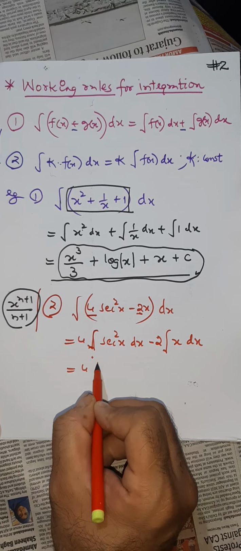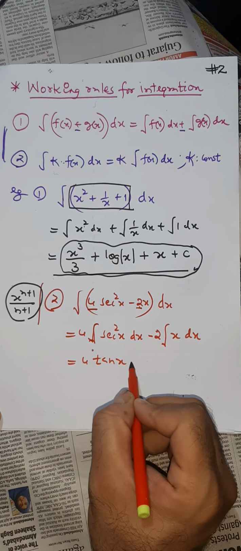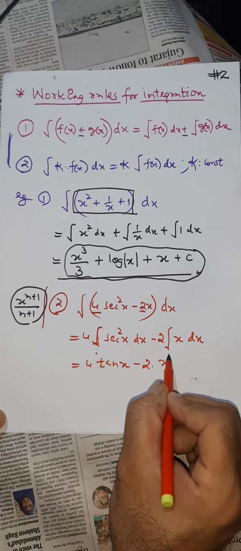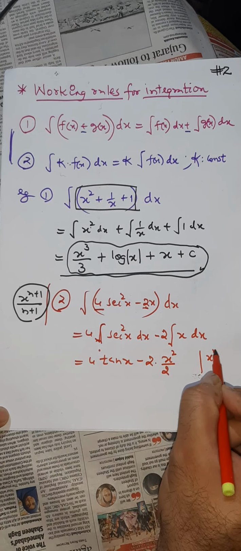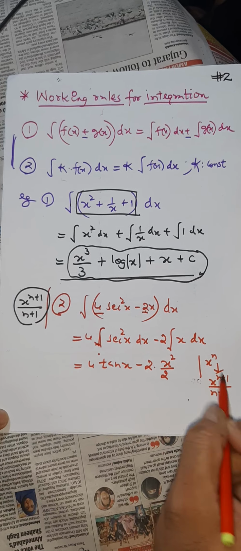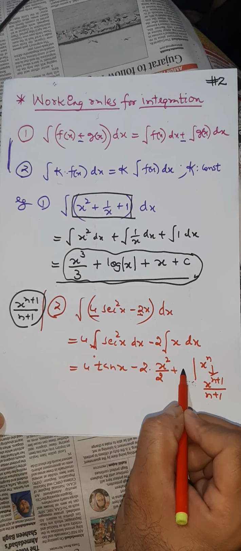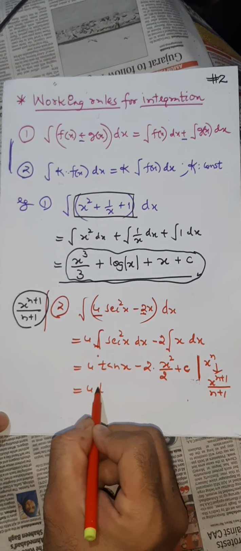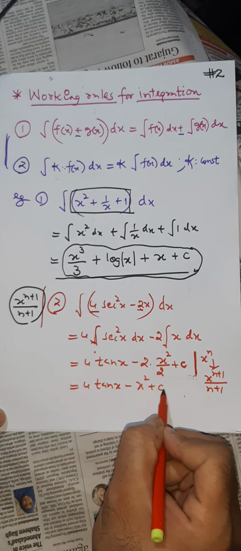What's the integral of sec square? tan x. Find one function whose derivative is sec square x, which is tan x, minus 2 into, what's the integral of x? You know, x square by 2. Simple power function. What's the integral of x raised to n? Raise the power by 1 divided by the same number. What is power here? 1. So 1 plus 1, 2 by 2. Plus at the end, constant of the integration. So finally, you will get 4 tan x minus 2 will get cancelled, x square plus c.